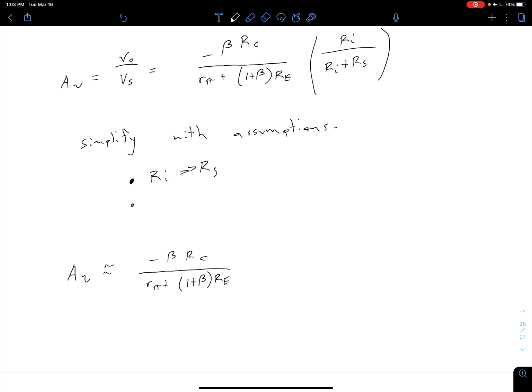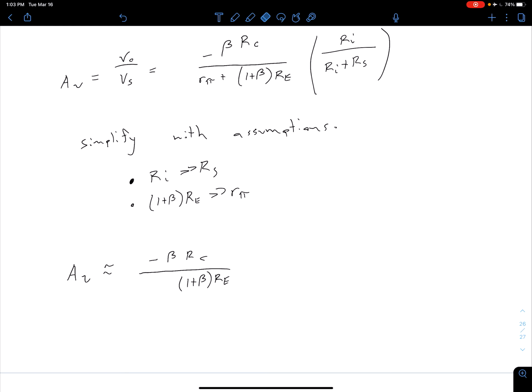So let's make another assumption, and let's say that 1 plus beta times RE is going to be a lot bigger than R pi. So again, remember R pi is typically going to be on the order of a K ohm. Our RE, maybe not quite as large, maybe a little less than a K ohm, but we're multiplying it by this 1 plus beta factor. If we assume that, then in this part of the denominator, we can essentially neglect this R pi term. So now we're left with something that looks like this.